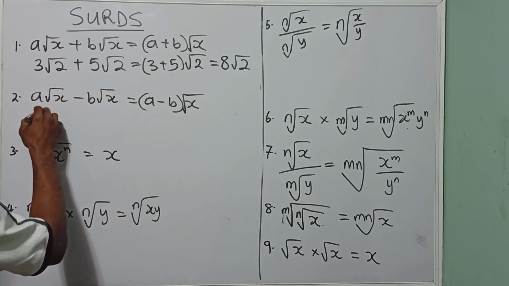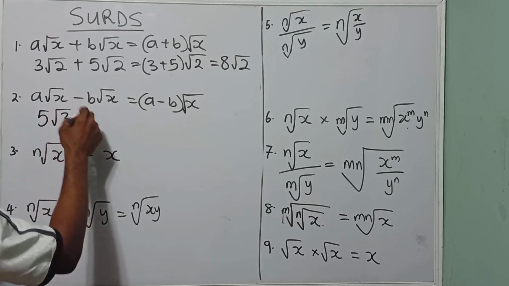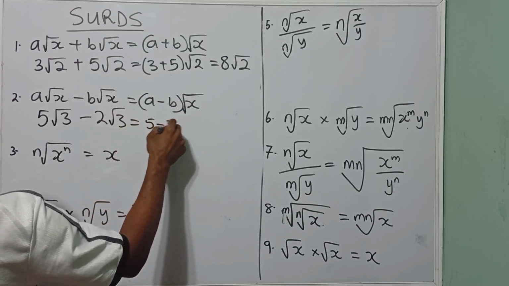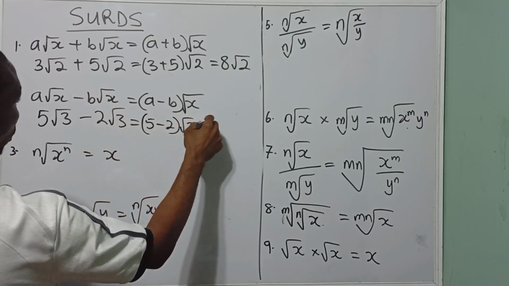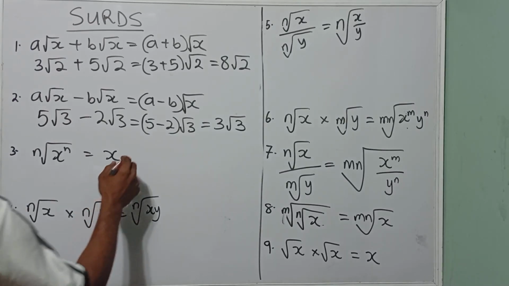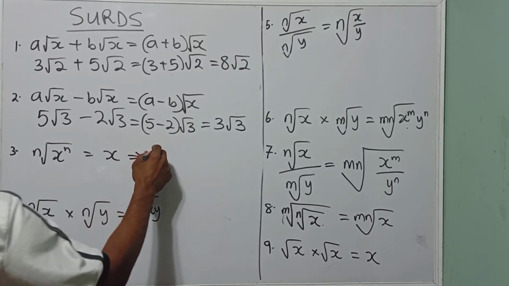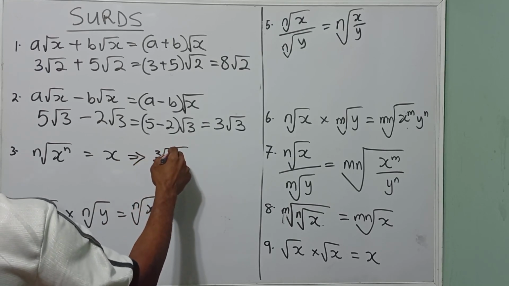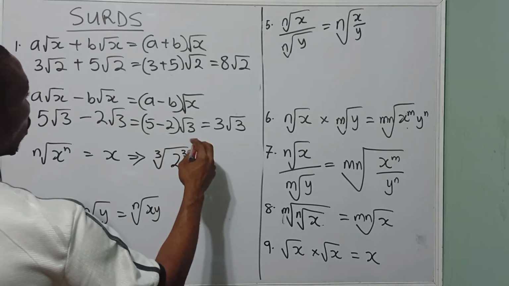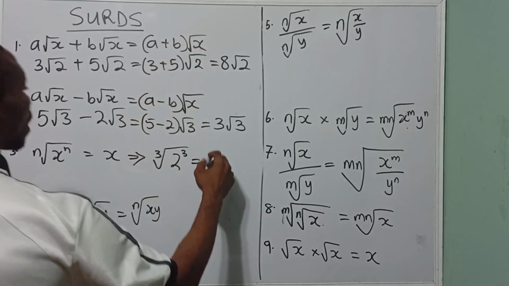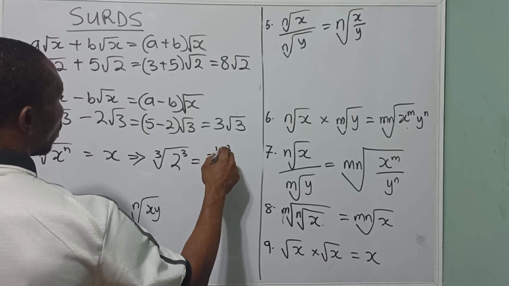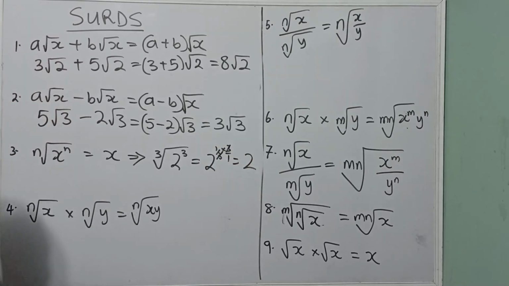Likewise for the subtraction, when you have 5 root 3 minus 2 root 3, this becomes 5 minus 2 root 3, which gives us 3 root 3. Now for this, if we have a cube root of 2 raised to the power 3, remember that our cube root sign is something like 2 raised to the power 1 over 3 times 3 over 1. So that is why we have it as 2.